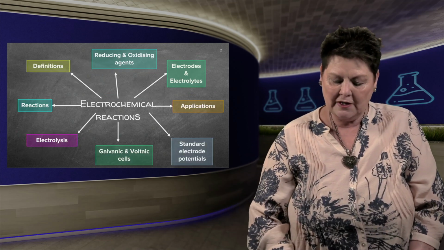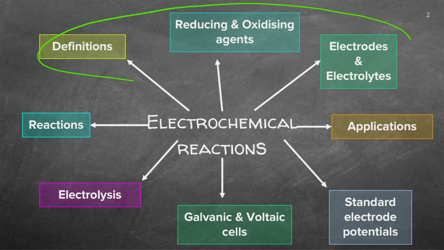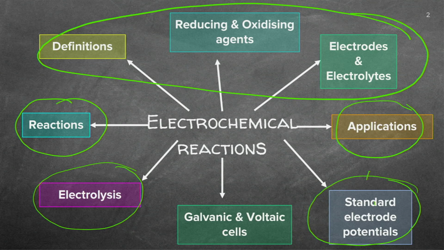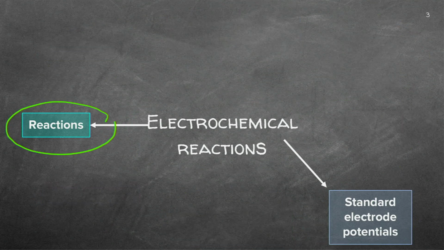How does it work? So we've done all the definitions and reducing and oxidizing agents, and we've done the applications as well as electrolysis. We had a look at the half reactions. We now looked at the standard electrode potential when we worked out the E cell and the galvanic and voltaic cells. When we have a look at electrochemistry as a whole, we now have to see where the reactions are and what is its relationship to the standard electrode potential.